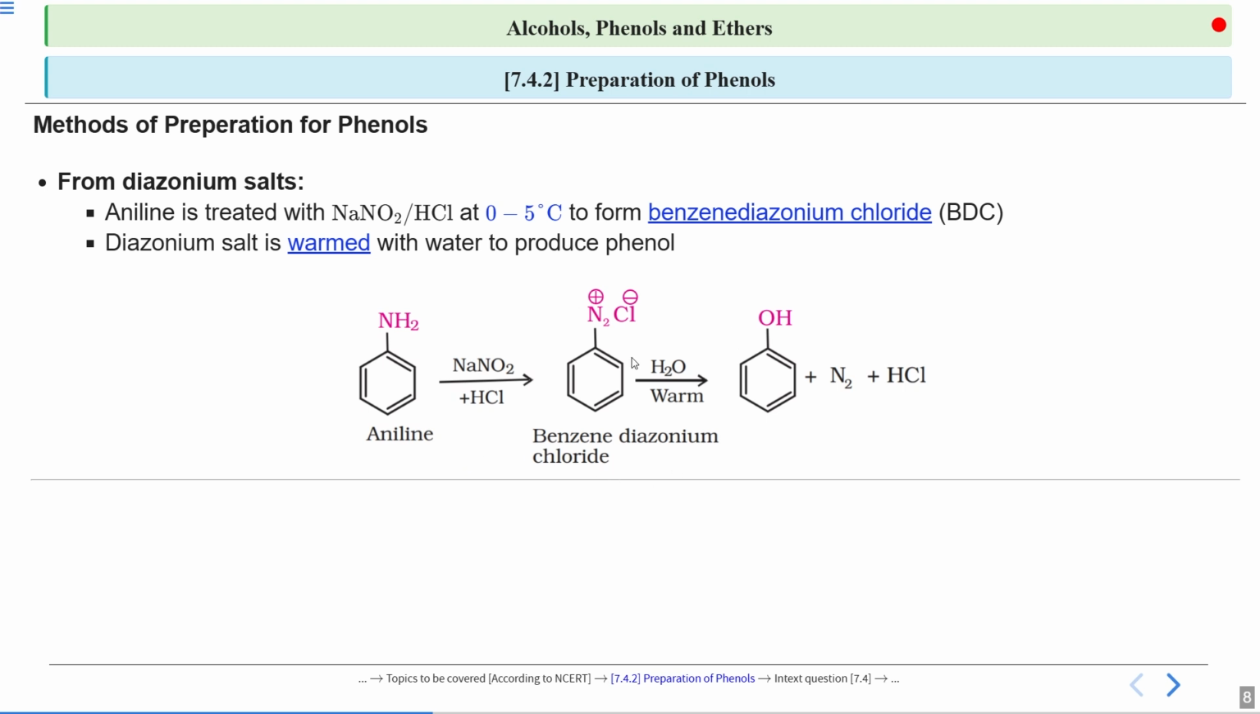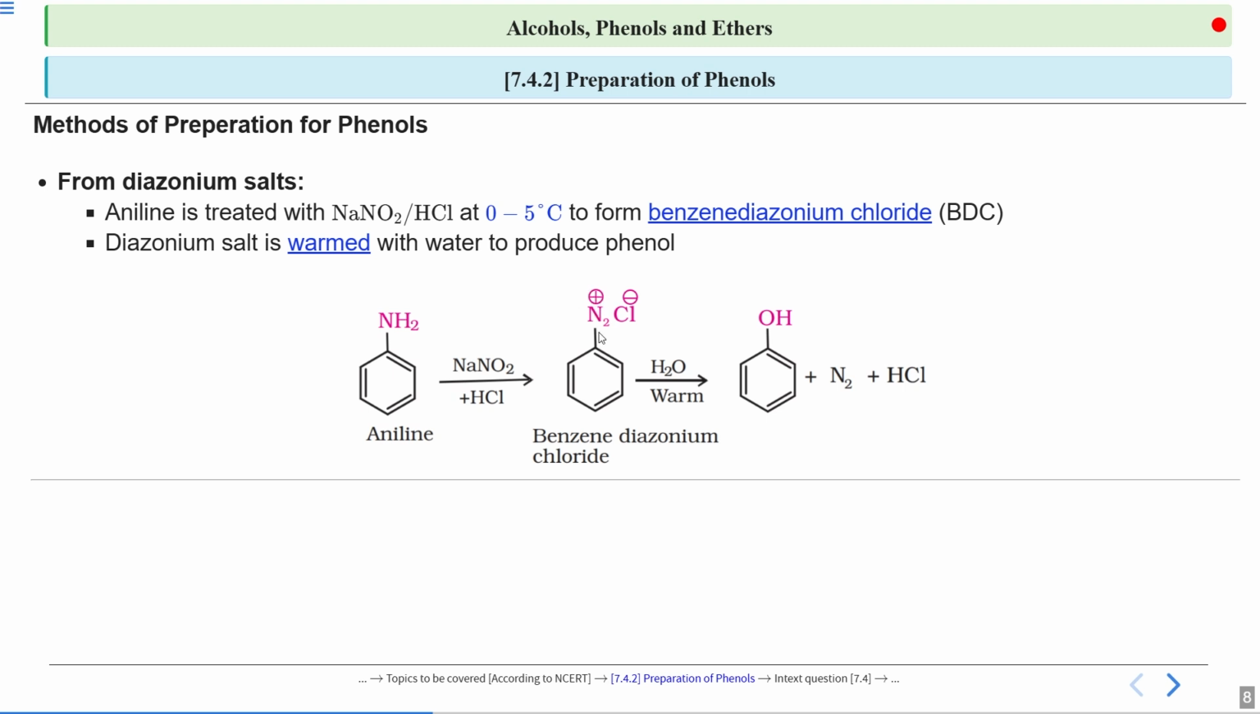Now when you get a benzene diazonium chloride, that is N2 plus and Cl minus, you will see that warm water is taken. The water must be a little bit warm. So your H2O will give H plus and OH minus ions. Now what will happen? Chlorine is a good leaving group, so it will leave from here with H plus and form HCl. Now see, this N2 will get a positive charge.